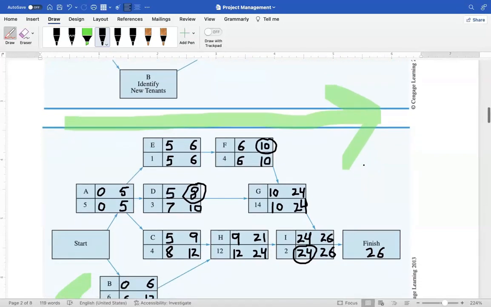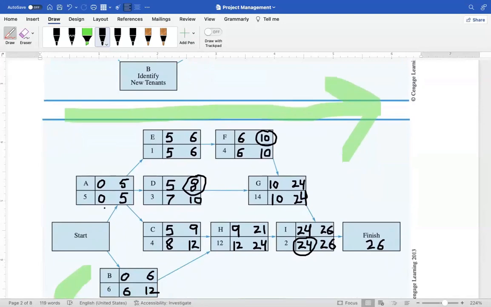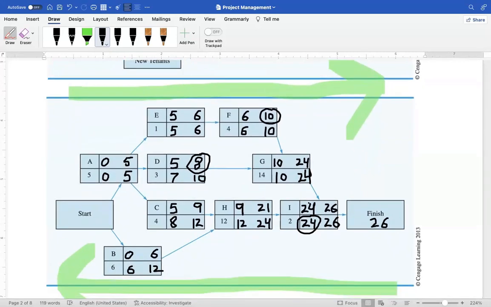Now you can observe something here. For example, here 0 0, 5 5, 5 5, 6 6, 6 6, 10 10. In many of the cells, the values in the upper cell and the lower cell are the same. Similarly, we can also see here 24 and 24, 26 and 26, 10 and 10, and 24 and 24. So in some of the cells, upper values and lower values are the same. But in many other cells, or at least in some cells, they are not the same.